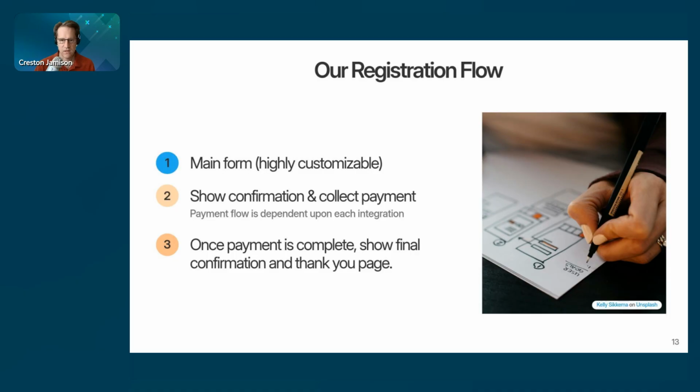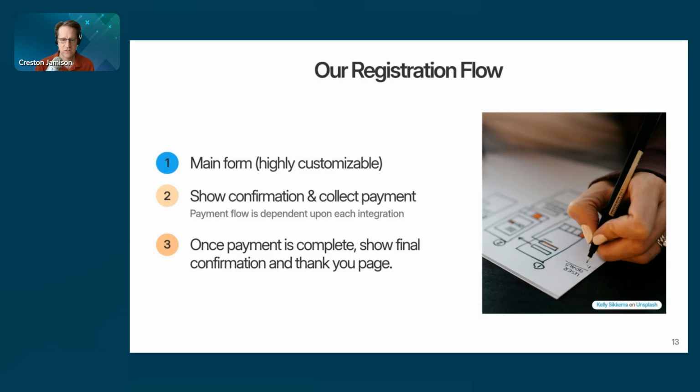Okay, so before we jump into a little bit more of this, I just wanted to explain the general registration flow that Advancement Form has. So the main form that a registrant sees when they start registering for an event is just the main highly customizable form. They can put in their contact information, say how many people are coming, put in the different attendees and all the different activities they're going to. This all happens on the main form.